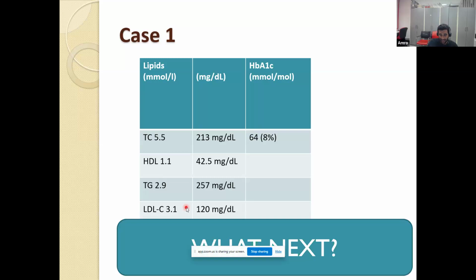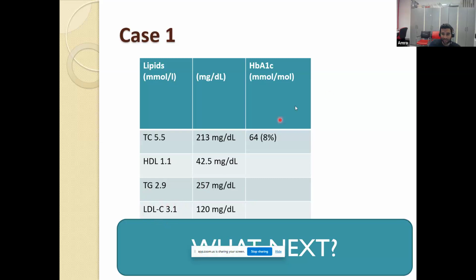However, in the UK, we cannot give PCSK9 inhibitors to those who have an LDL cholesterol below 3.5 millimoles per liter. So in secondary prevention, they have to have an LDL cholesterol of 3.5 millimoles per liter before we can give them a PCSK9 inhibitor. But we can give inclisiran because the funding threshold in the UK is 2.6.